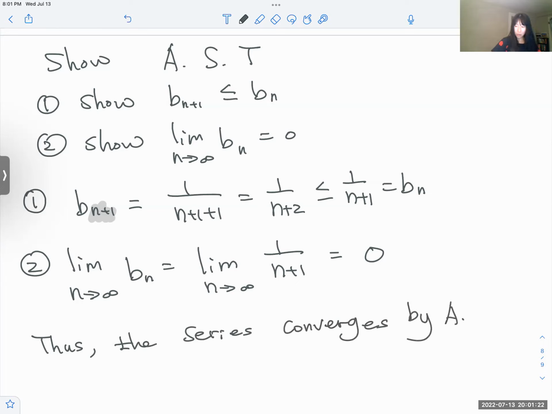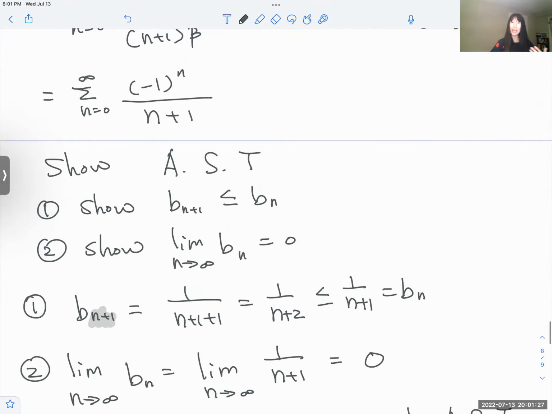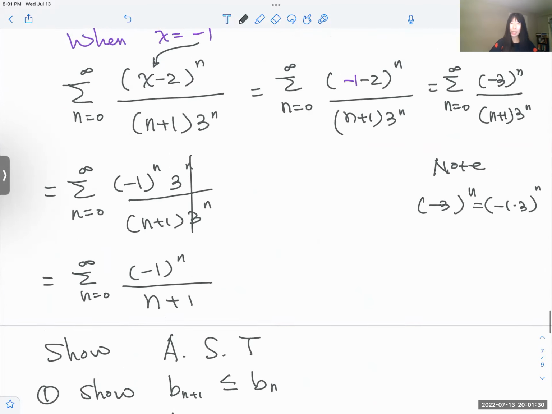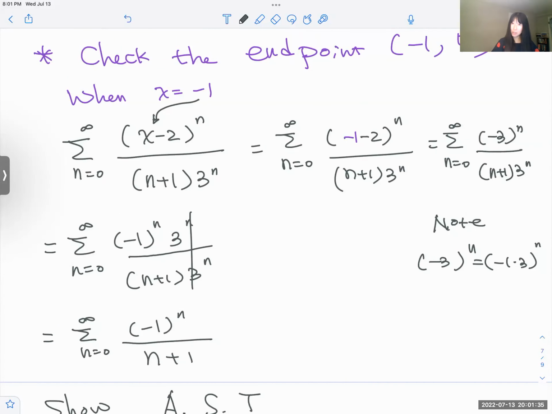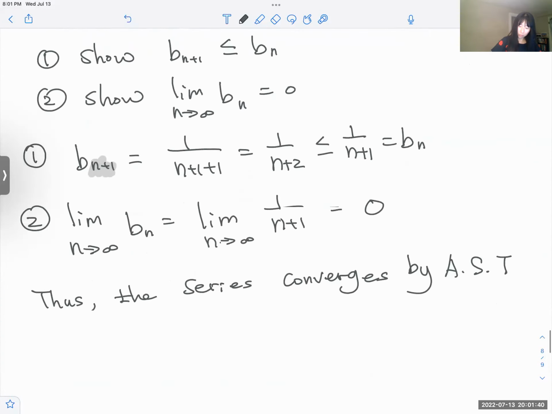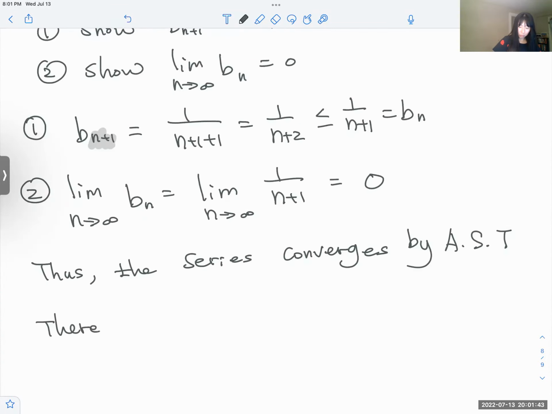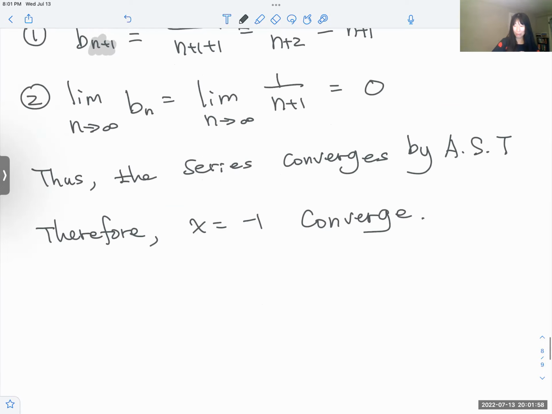And by the alternating series test, right? Look, we substitute x equals -1, and we show that it is convergence, right? So this is a convergence, right? So we make a bracket there.